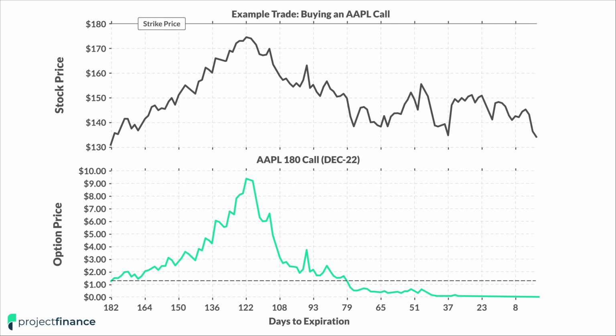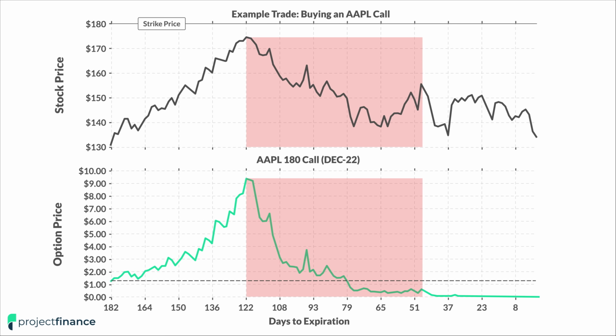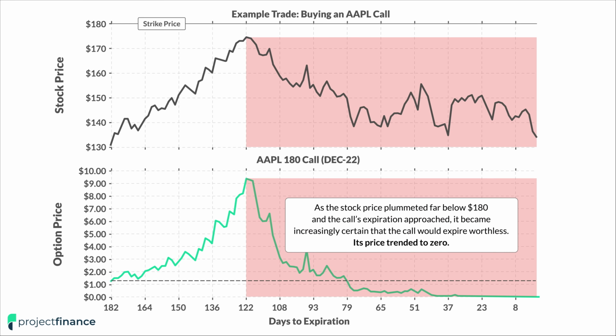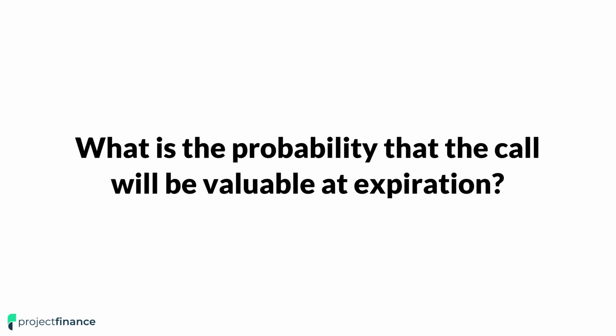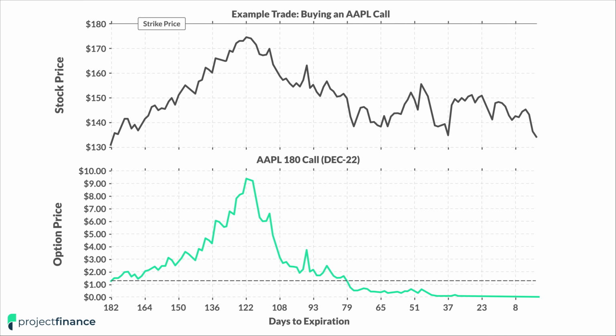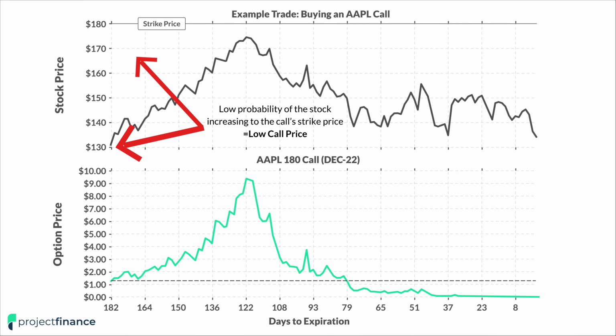Unfortunately, the fun didn't last long, and as the stock price plummeted far below $180 and the call's expiration approached, it became increasingly likely that the call would expire worthless, and its price reflected that change and headed towards zero. The lesson here is that call option prices are a function of probabilities. What is the probability that the call will be valuable at expiration? If a call has a high probability of being worthless at expiration, its price will be close to zero.